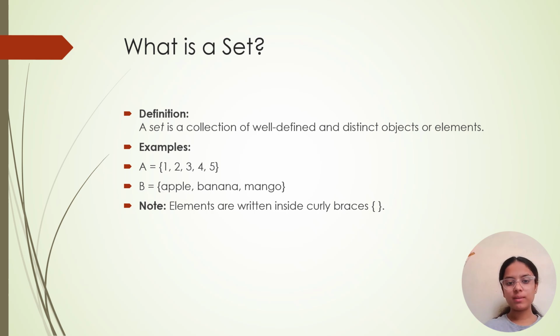So, what is a set? We can define a set as a collection of well-defined and distinct objects or elements. For example, we can take a set A equals 1, 2, 3, 4, 5. So these are the collection of well-defined distinct objects or elements. And coming to the set B equals a, b, apple, banana and mango. So these are also distinct objects or elements, and the sets should be defined in curly braces only. So this is a set.